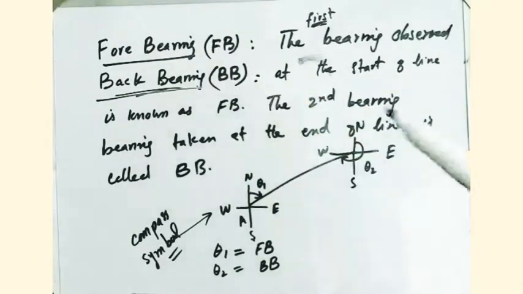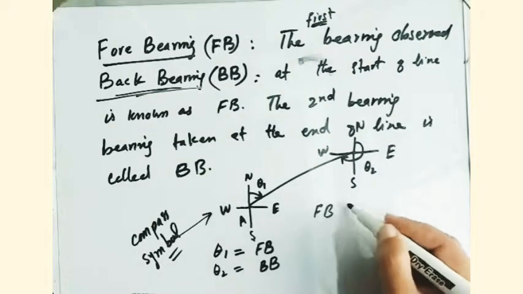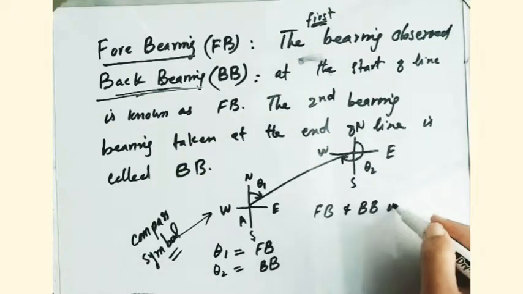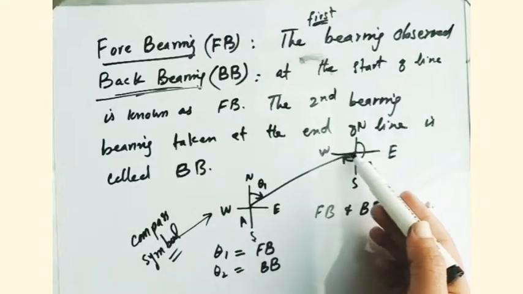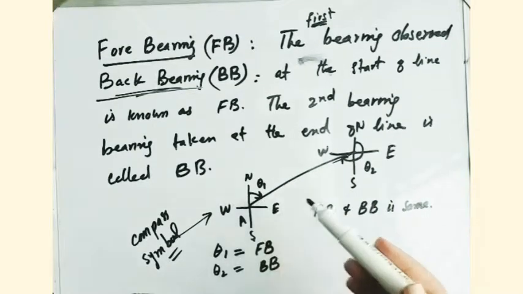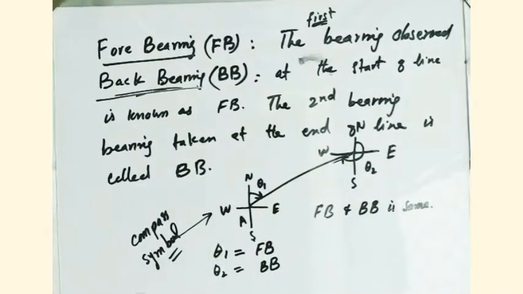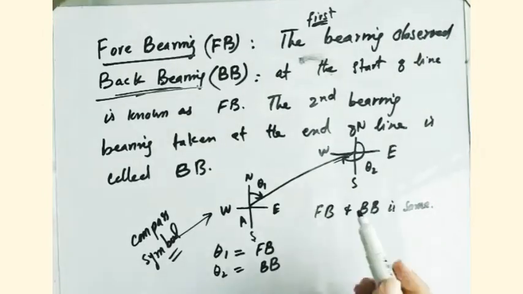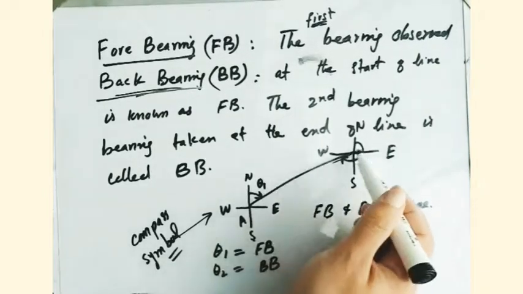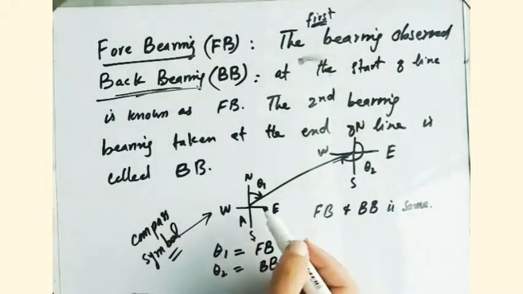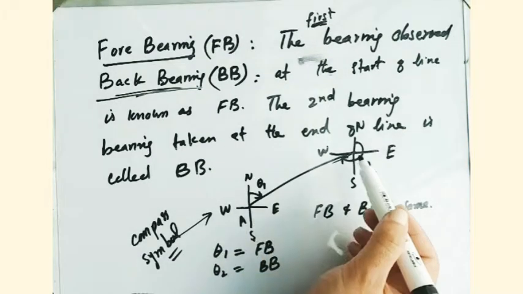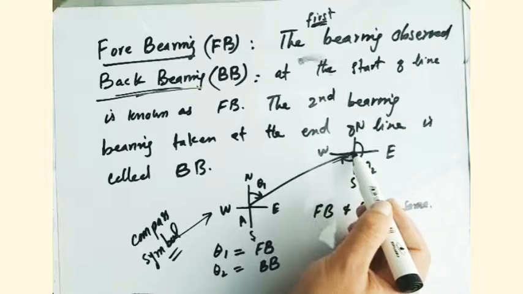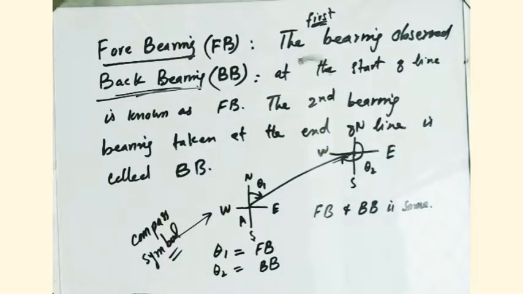Actually, fore bearing and back bearing are the same. So what's the difference? The difference is only direction. This is a line lying at its exact position, so its position you cannot change, only you are taking the bearing. If you observe the bearing from this point, that will be fore bearing, and if you observe it from this point, that will be back bearing.